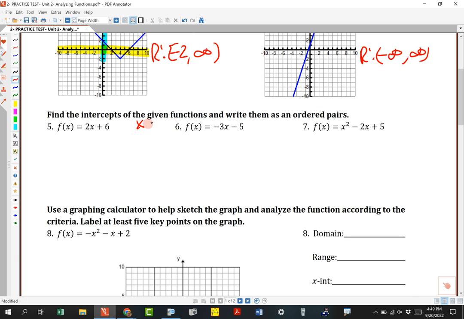So remember, if you want to find the intercepts, make a little xy table. We're going to plug in a 0 for x. That's going to find the y-intercept. And then we're going to set y equal to 0. That's going to find the x-intercept. So let's do the easy one first. Let's plug in a 0.